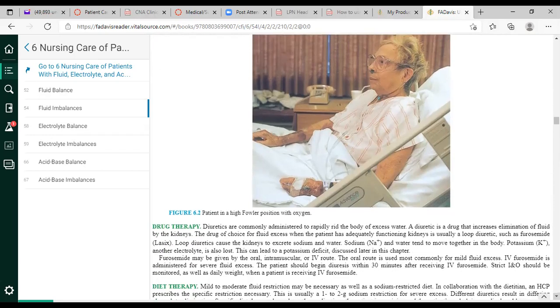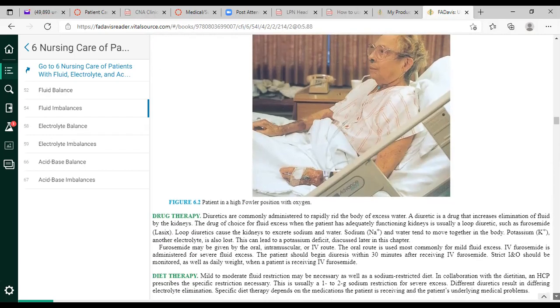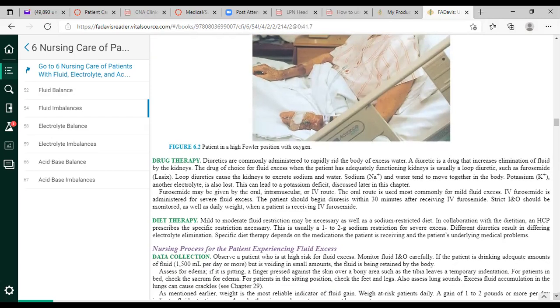And it talks about the treatment for fluid volume excess. The treatment is to get a patient a diuretic. We know diuretics cause the patient to urinate a lot because it's ridding the body of excess fluids, excess water. So we definitely want to get a patient a diuretic, and typically the diuretic of choice would be furosemide.